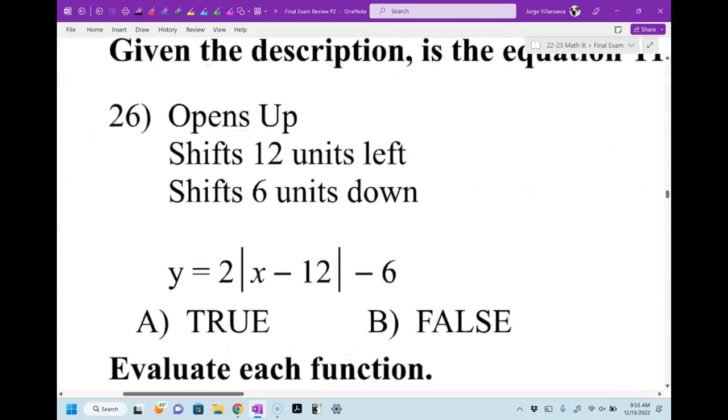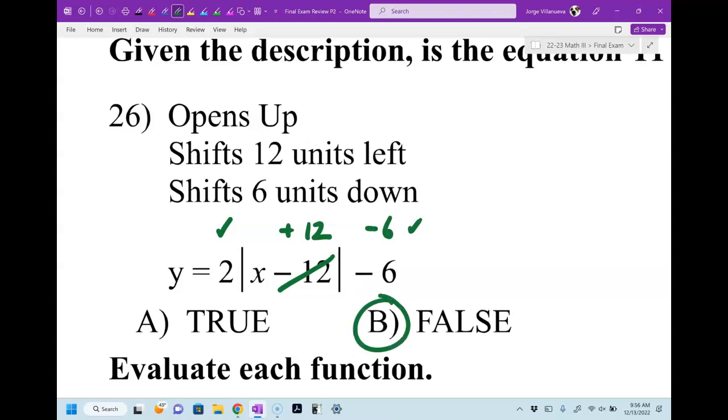For number 26, they say it opens up, so that means your A term should be positive. It shifts 12 units left, and it shifts 6 units down. Now, if it opens up, the A term should be positive, so that checks out. That's good. Shifts 12 units left, so that means it should be a +12. So this is wrong. And then 6 units down, it should be a -6, so that's okay. But this part is wrong, so this is false. If it was a +12, then that whole thing would be a true statement.